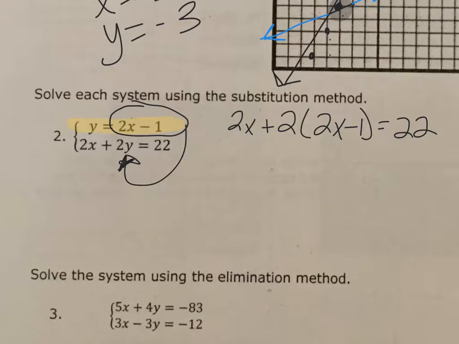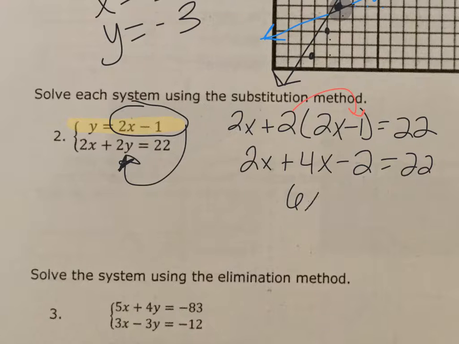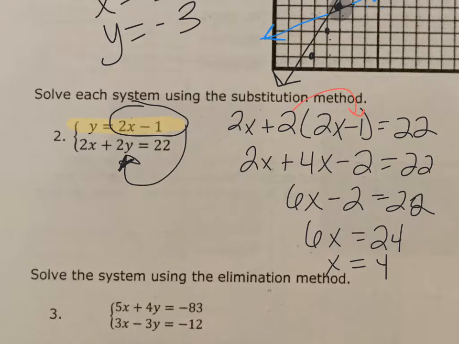Now it just looks like a multi-step equation that we solved back in September. So 2x plus 4x minus 2, don't forget to distribute, I had a couple people forget that, equals 22. Combine like terms. Add 2 to both sides, divide by 6, and x equals 4.